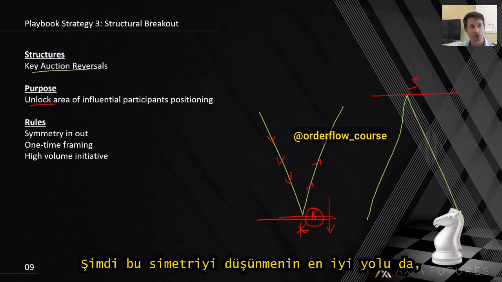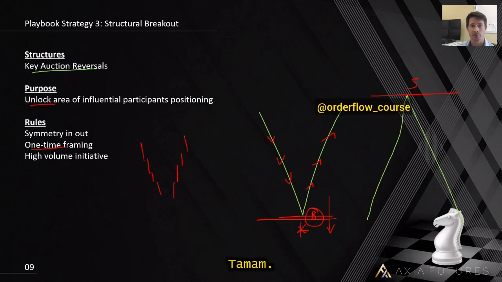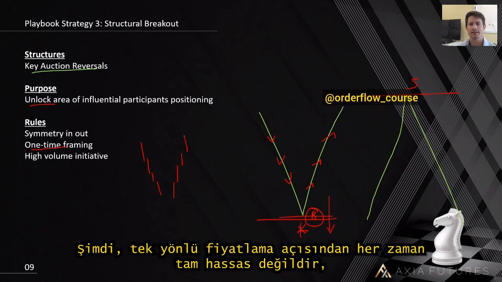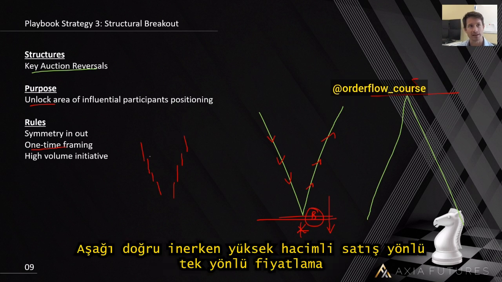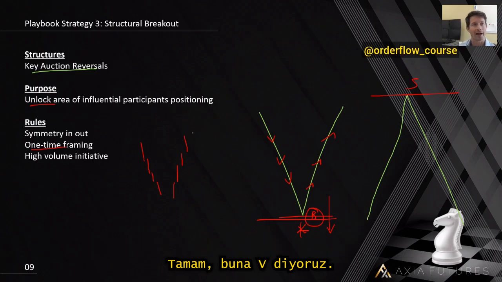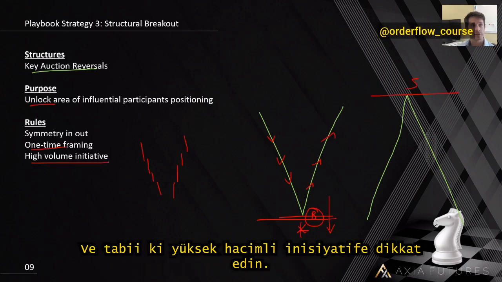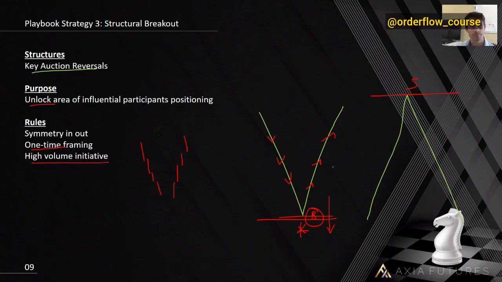Now the best way to also think of this symmetry is when we get one time framing in and we get one time framing out. Okay, now it's not always precise in terms of one time framing, but you get the gist of it. It's high volume sell side one time framing on the way down, and then equally high volume volatile buying on the way back up. Okay, we call that V or key auction reversals. And obviously note the high volume initiative.